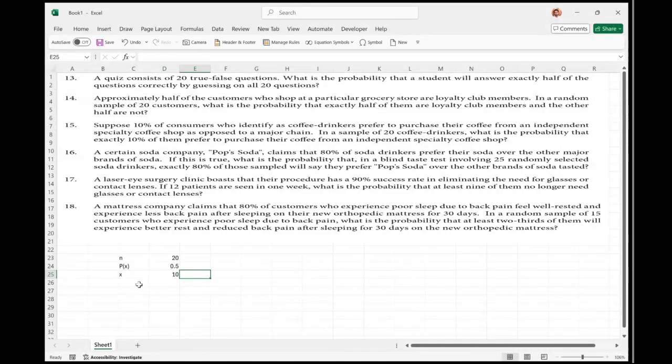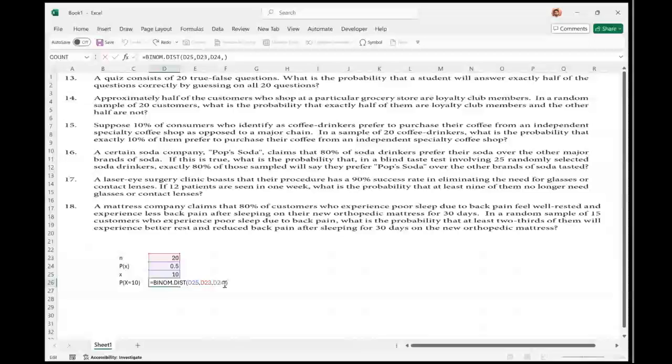So how I'm going to solve this? So let me write down P of X equal to 10. That's what we are looking for. And now equal to binom.dist, and then the number given to me here is 10, comma, number of trials is 20, comma, the probability is 0.5, comma, is it a cumulative or exact? It is an exact, so I'm going to use the false function. So that's going to give me the answer.